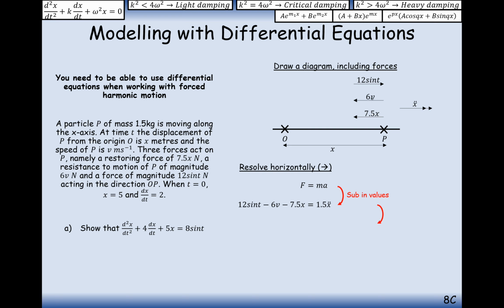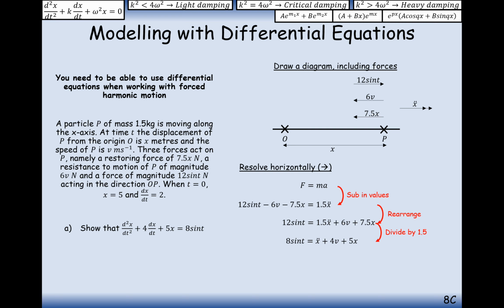And then these two forces that are going leftward are in the negative direction if we resolve right to be horizontal. And then it equals mass times acceleration, 1.5 times x double dot. When you set up a model like this, acceleration is always to the right. Let's now do a bit of rearranging, so bring the negatives onto the positive side and divide through by 1.5, and we're going to get x double dot plus 4v plus 5x.